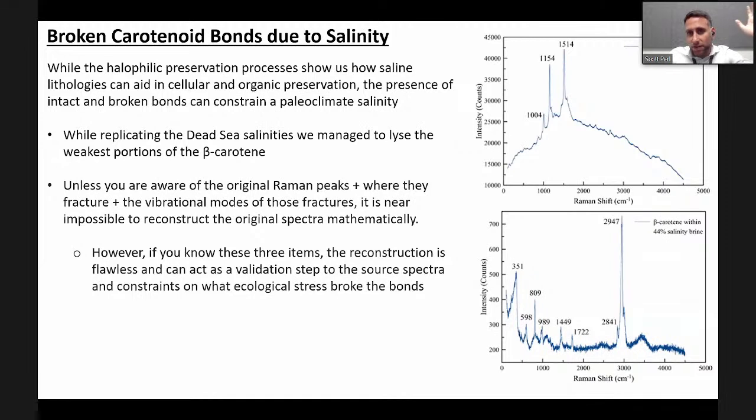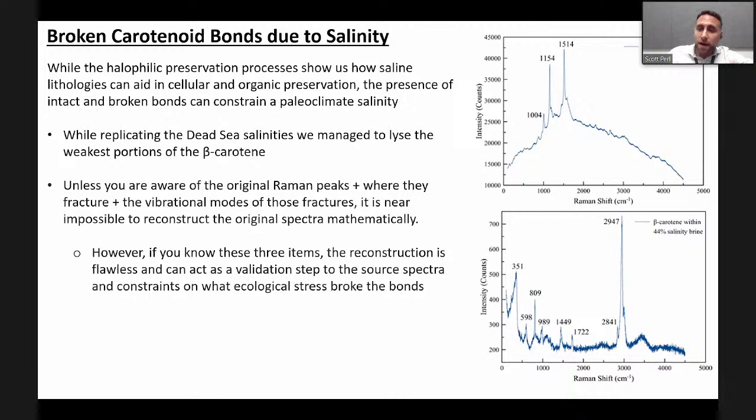When you have high salt, in this case, you can actually break carotenoid bonds. And so while trying to replicate the Dead Sea, we did this for the abiogenic experiments where we broke some of the beta-carotene bonds here. And when you fracture those carotenoid bonds, you still have a Raman signature, but now they're vibrating all over the place. And so I liken this to if you had a tin jar of 100 marbles versus a tin jar of 4 marbles and you shook that around, that would sound very, very different. You can tell there's a lot more, but those vibrational modes are going to be all over the place and few and far between.